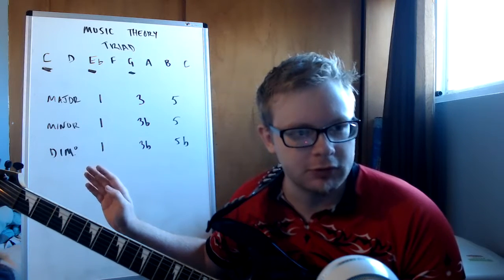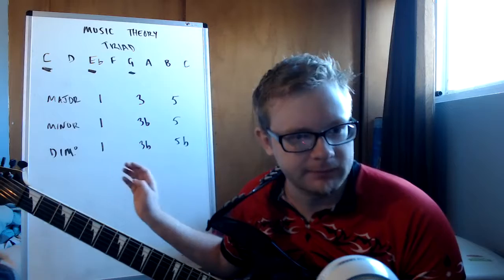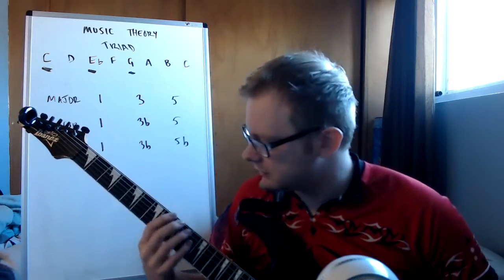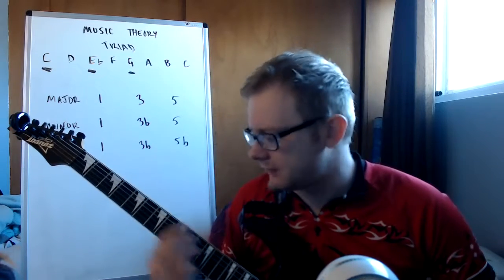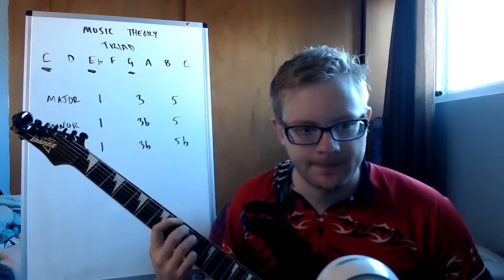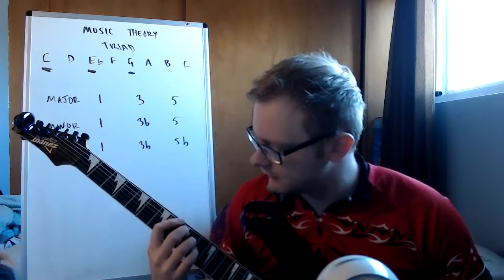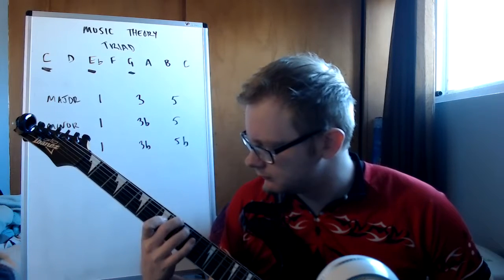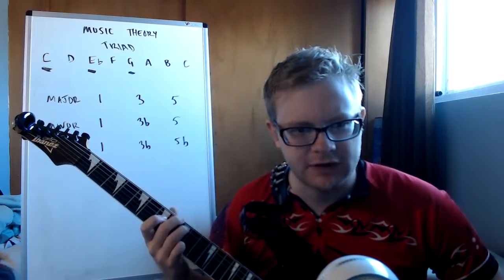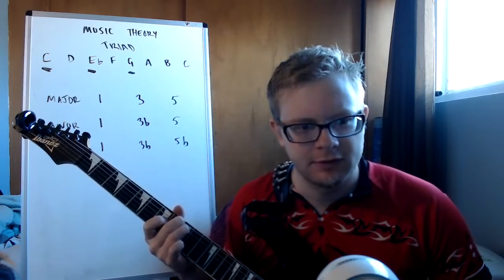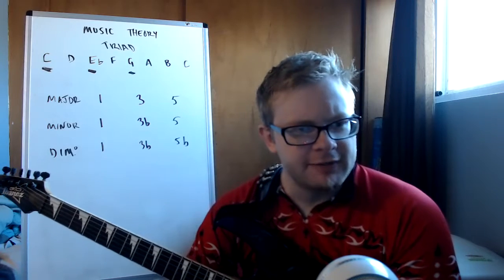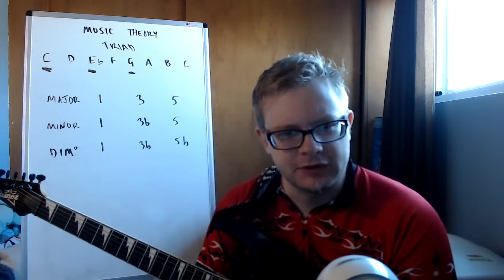Finally, we have a diminished chord, which is a flattened third and also a flattened fifth. So that's going to look something like this. In fact, I'll do a C diminished. That's actually a diminished chord right there. Alright, so it sounds really nice. So there we have basically the formulas for building chords. So let's take a look at some other chords.